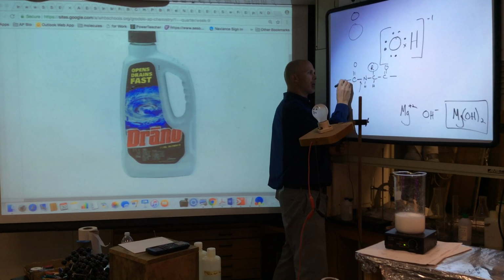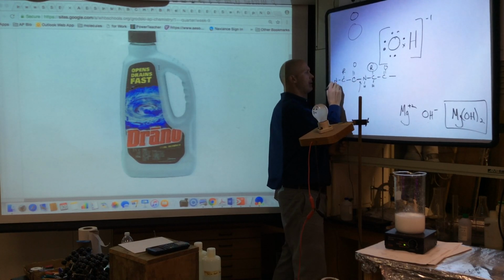And the beat goes on. This would be a carbon bonded to an R group. This is bonded to an N. And it goes on.